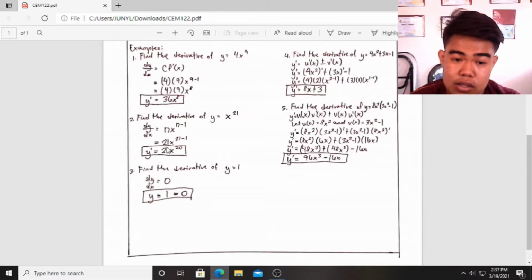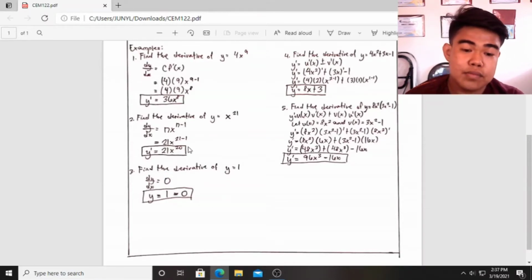So n is 21, x, copy x, then raised to 21 minus 1. So 21 minus 1 is 20, then copy 21. So 21x raised to 20. So the derivative of y equals x raised to 21 is y prime equals 21x raised to 20.